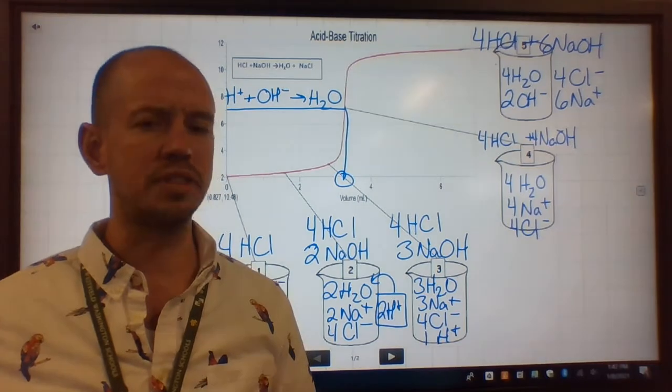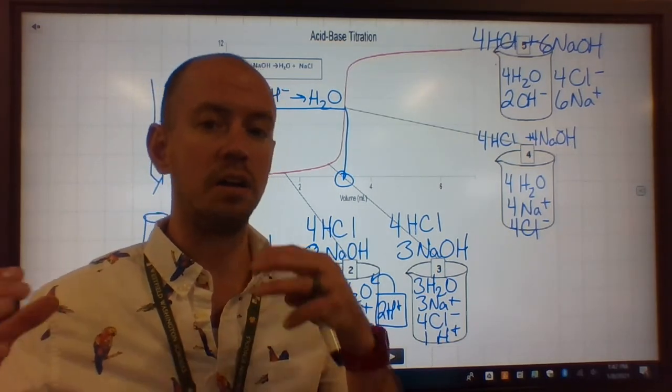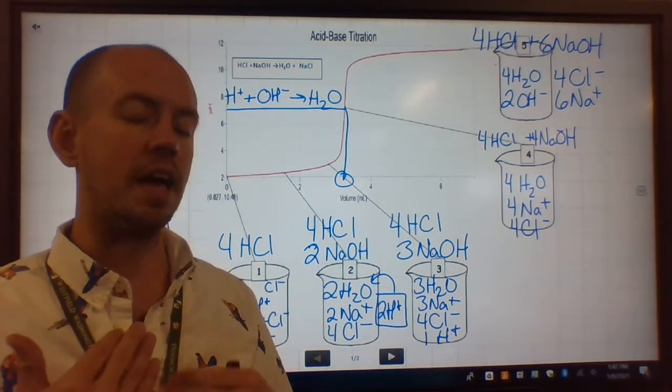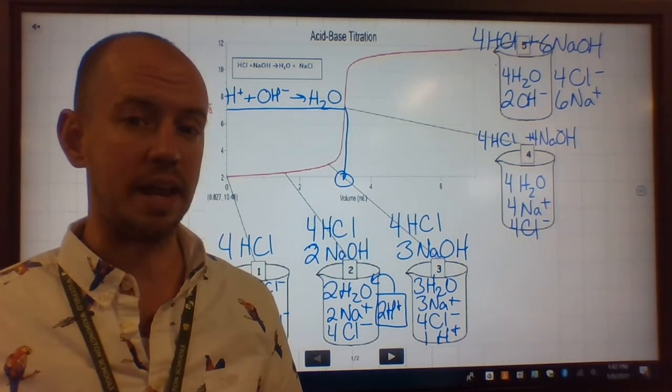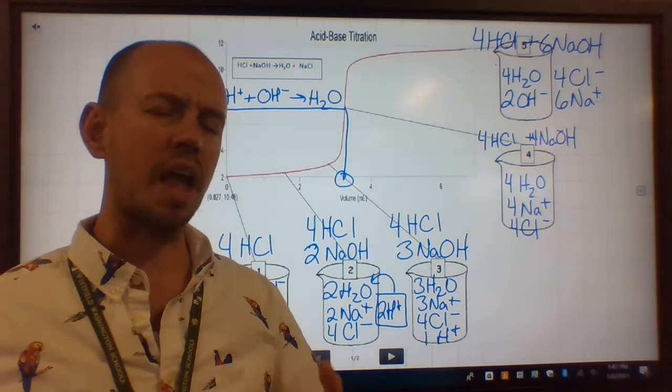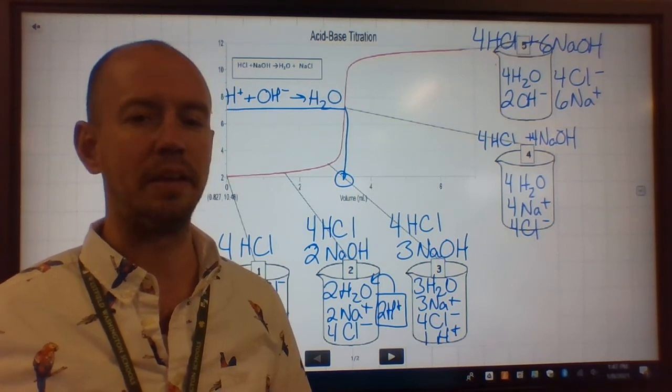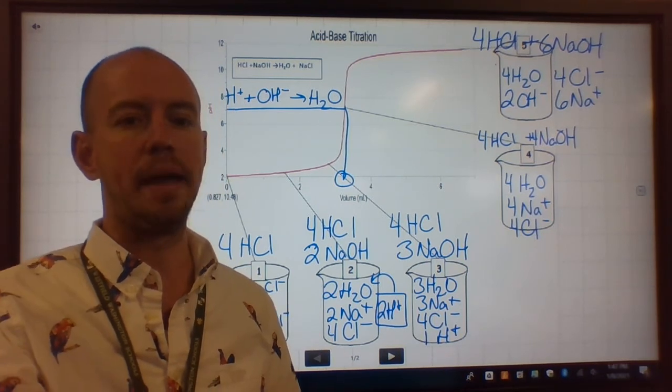So those are most of the key ideas of our strong with strong. Setting the framework, thinking about what's in there, thinking of it as a one-way net ionic equation. And no matter what strong acid or strong base we have, we'll use these same basic ideas.